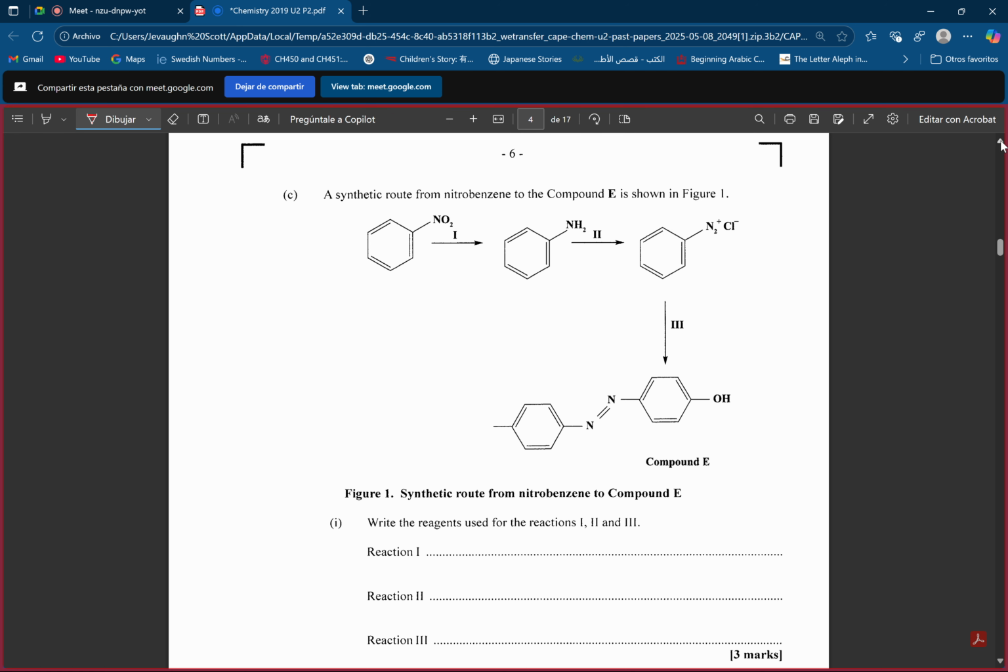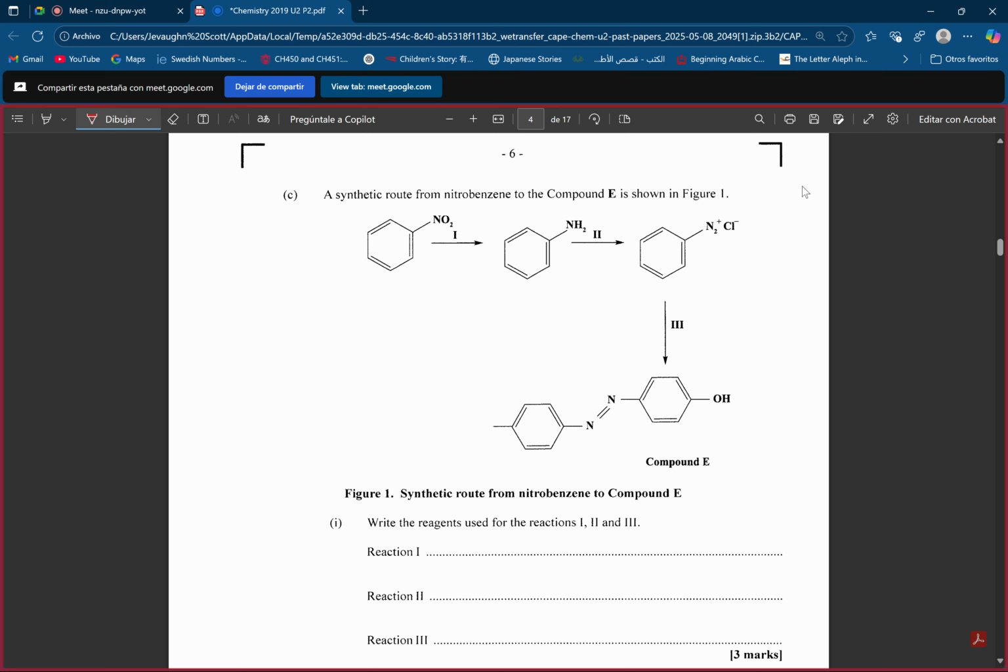C, right? A synthetic route, can everyone see the screen? Okay, lovely. So a synthetic route from nitrobenzene to compound E is shown. Now this, right, was my bread and butter. This is really good, right? It's a really great question. And those who know that this is a really great question, right?